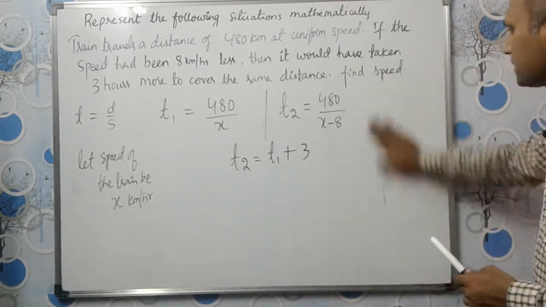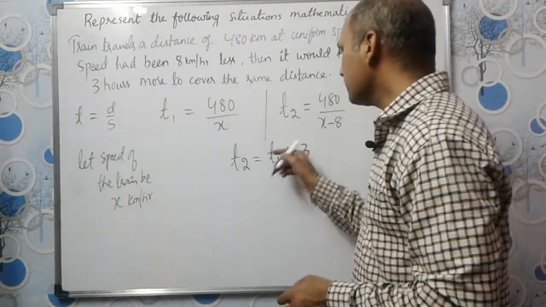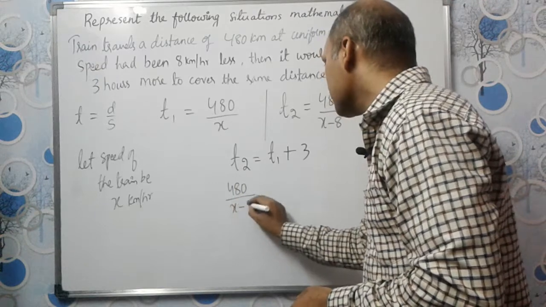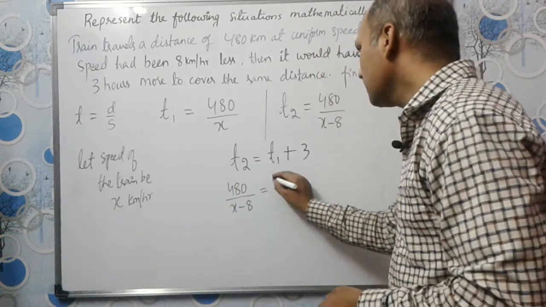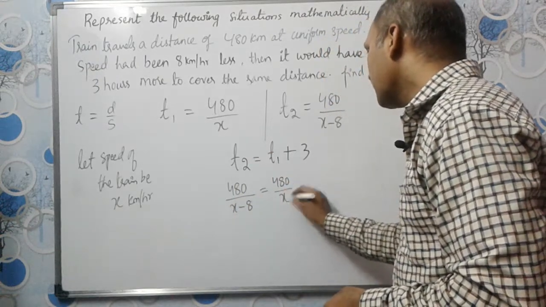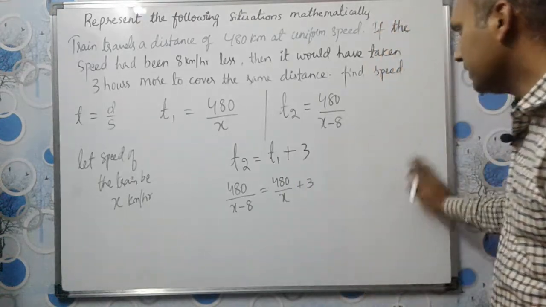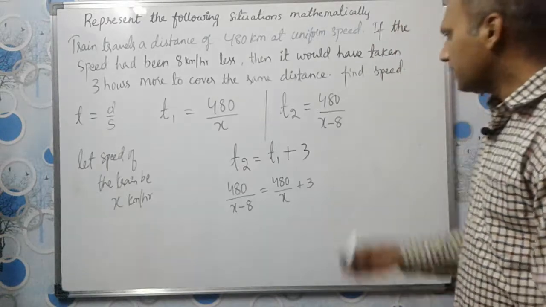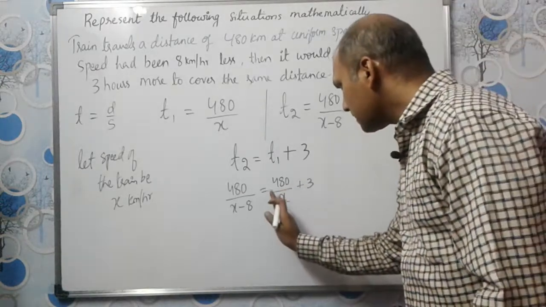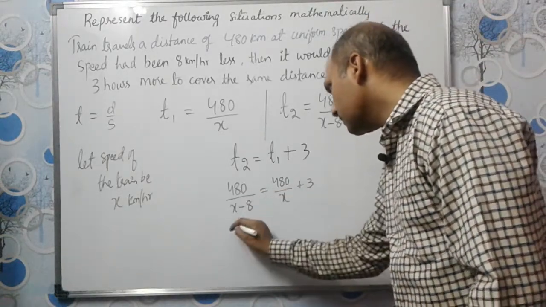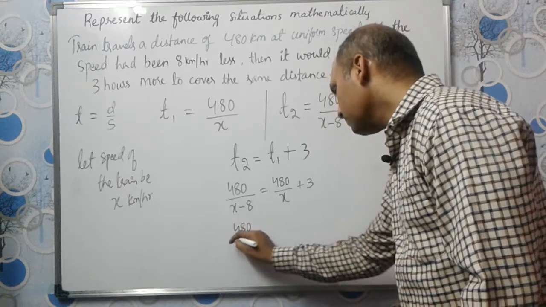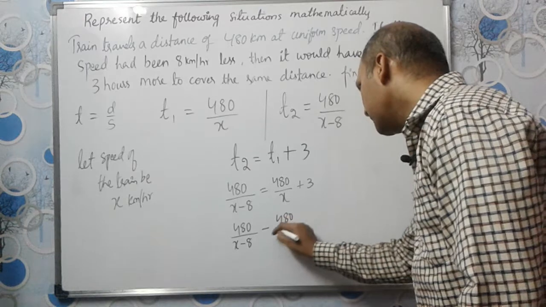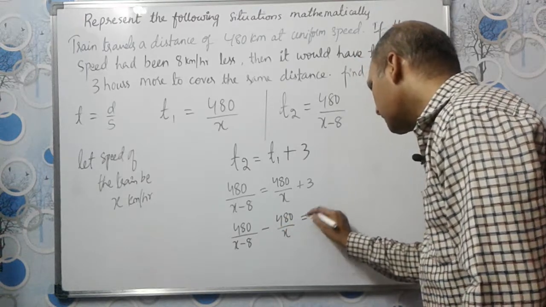Okay, now let us substitute the values of T2 and T1 in this case. So T2 is how much? 480 divided by x minus 8 is equal to, what is T1? 480 divided by x, plus 3. Simplify this, you will have a quadratic equation. Okay, let us simplify this. Let us send this 480 by x on the other side. So this is 480 by x minus 8 minus 480 divided by x is equal to 3.